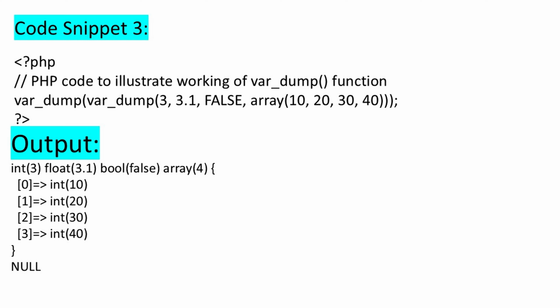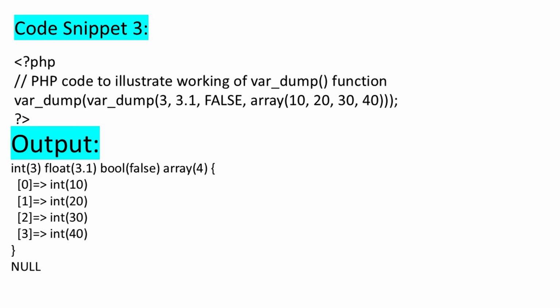Next, we have the main function call, var_dump(var_dump(3, 3.1, false, array(10, 20, 30, 40)));. At first glance, it may look confusing, but let's break it down carefully. The inner var_dump function is being called with 4 different types of data. The first one is the integer value 3. The second is the floating point number 3.1. The third is a Boolean value false. And the fourth is an array containing the 4 integers 10, 20, 30, and 40.